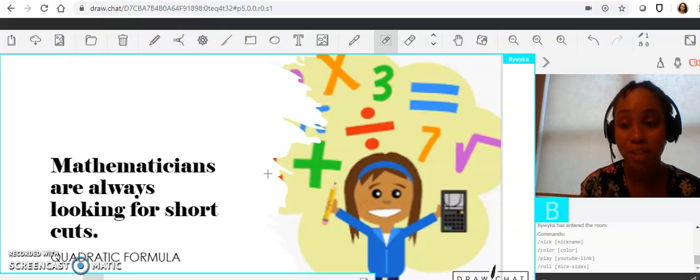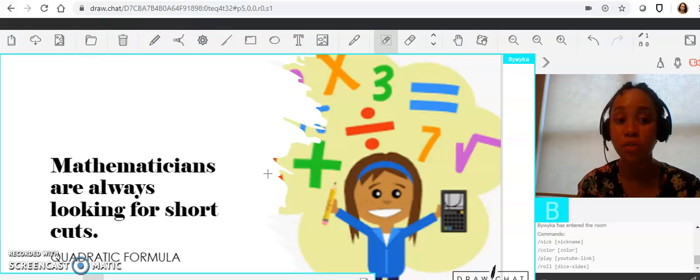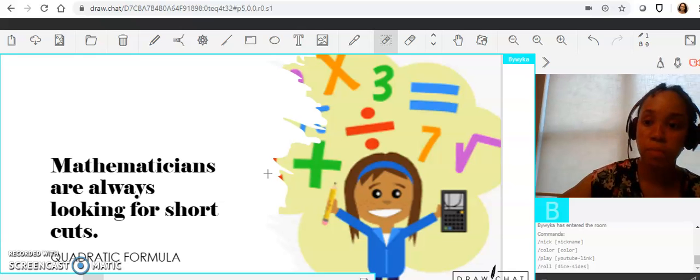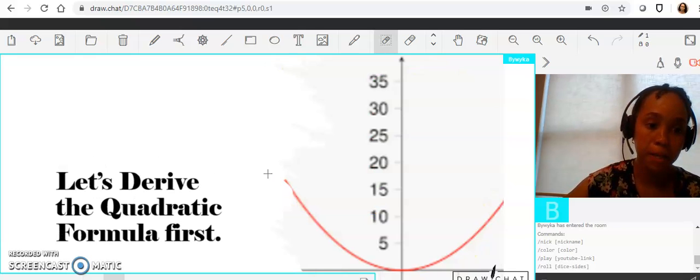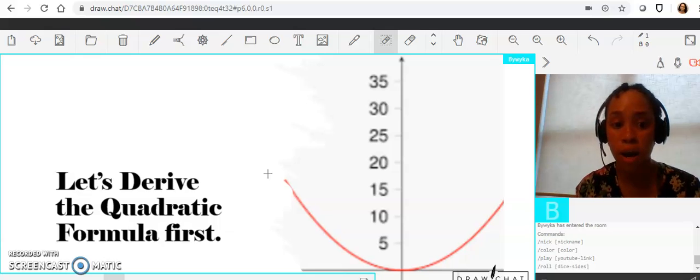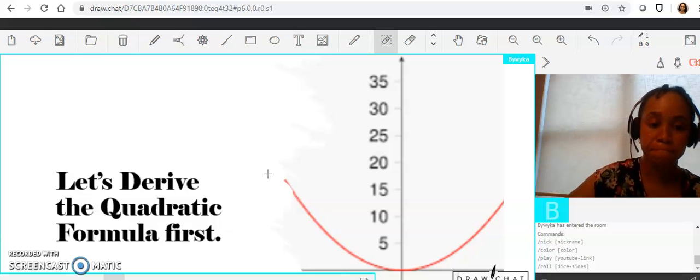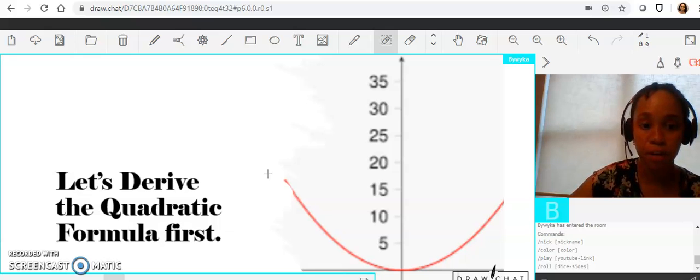So mathematicians like myself, we're always looking for ways or shortcuts to solve equations. And so the quadratic formula is one of those shortcuts. It's an easy way to find the solutions for a quadratic equation. So let's derive the quadratic formula. I think that'll be a fun exercise to do.